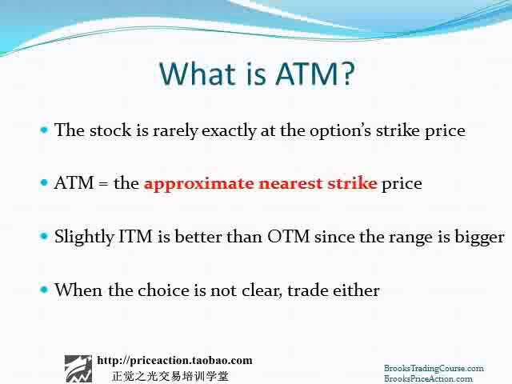One nice thing about the spider is a lot of times they'll have strikes that are 50 cents apart. So on the weekly options, a lot of times they'll have a 140.50 call or put. So if the spider's at 140.40, you're not forced to buy the 140 call or the 141 put. You can buy the 140.50. Okay, so at the money to me is the approximate nearest strike price to the underlying.